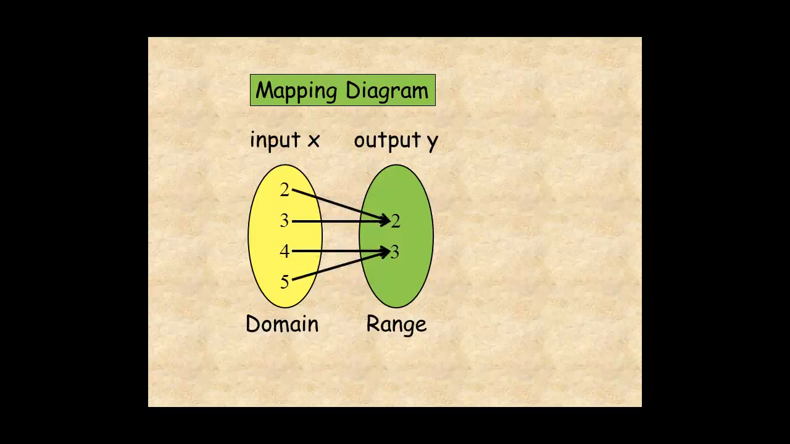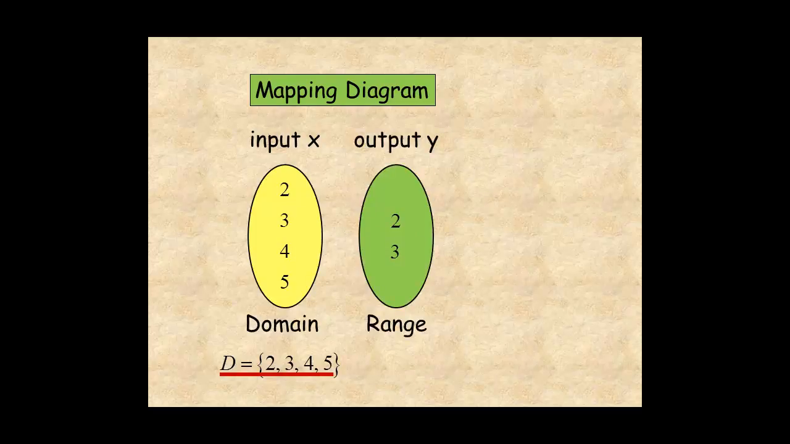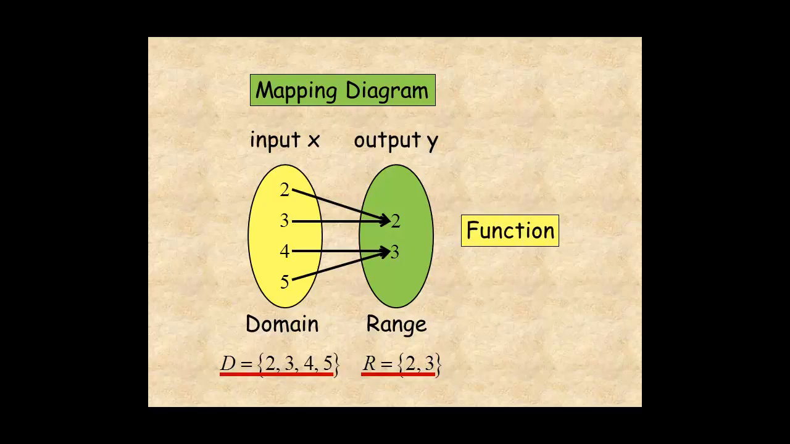Here's another example of a mapping diagram. The elements of the domain are listed on the left. The elements of the range are listed on the right. Since each element of the domain is paired with only one element in the range, the relation is a function. Notice different elements in the domain are paired with the same elements in the range, but it's still a function.